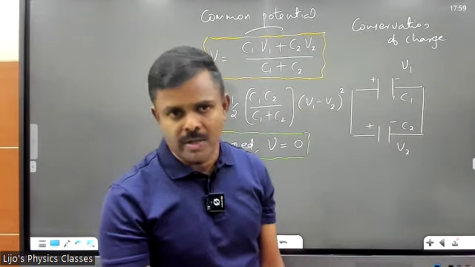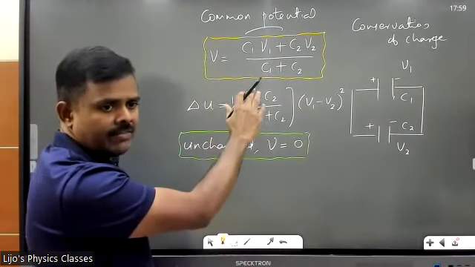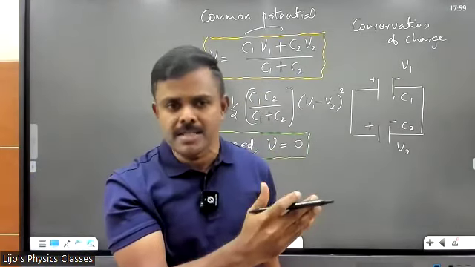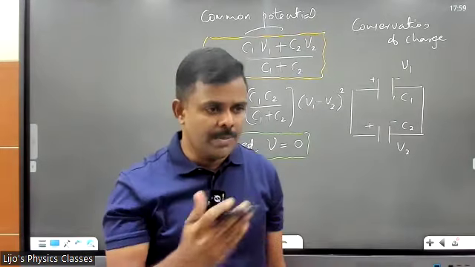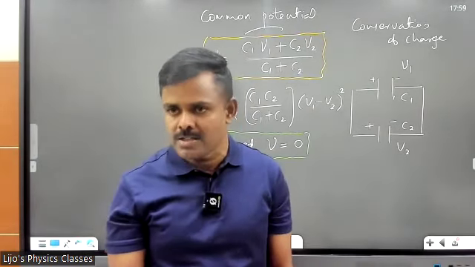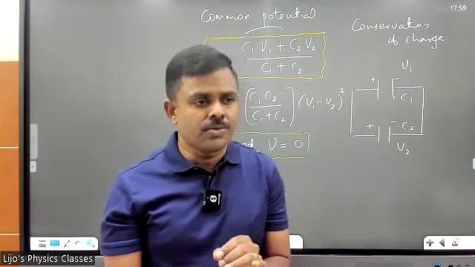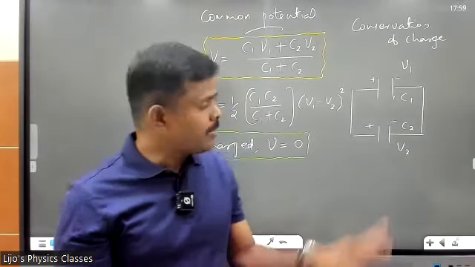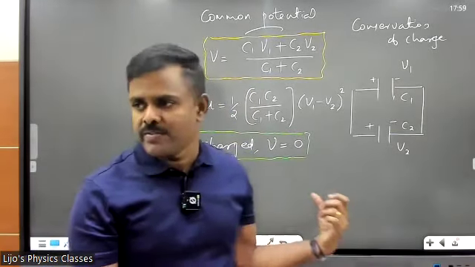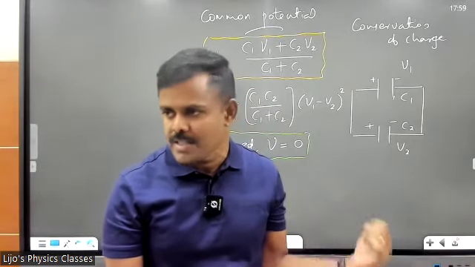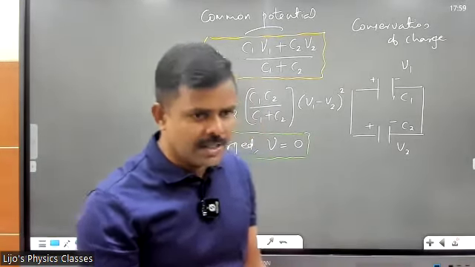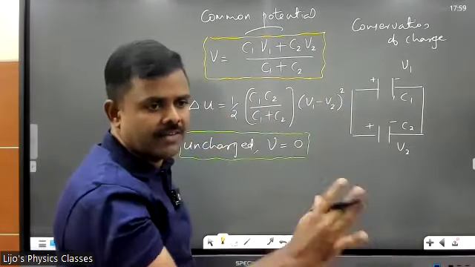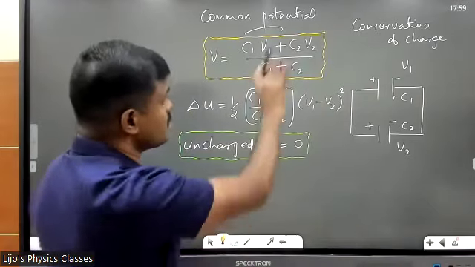What is the equation for common potential? C1 V1 plus C2 V2 divided by C1 plus C2. Say it again. C1 V1 plus C2 V2 divided by C1 plus C2. C1 and C2 are the capacitance values. V1 and V2 are the potential values. Only two cases, otherwise it will be very complicated. This is done using conservation of charge. Total charge before sharing is equal to total charge after sharing. That is not needed anymore. Just learn the equation. That's enough.